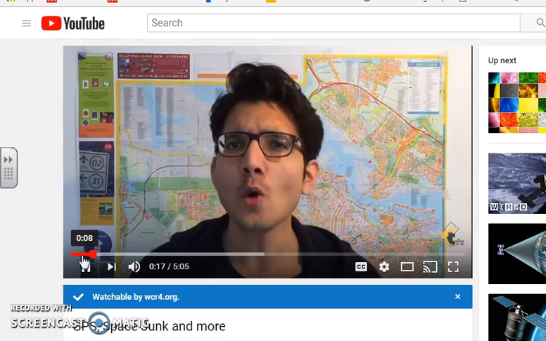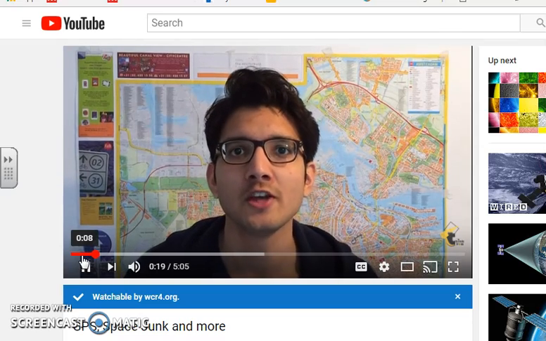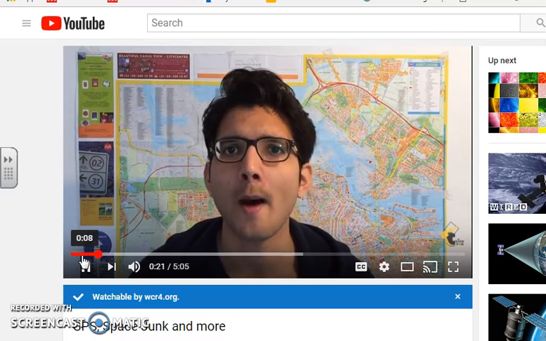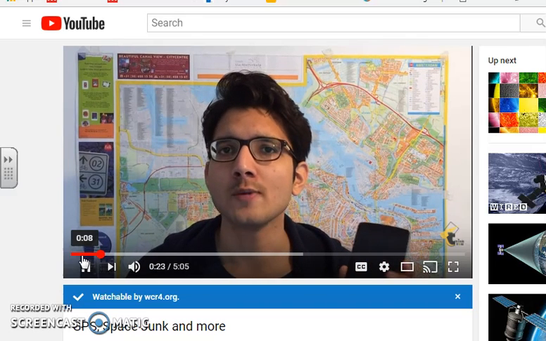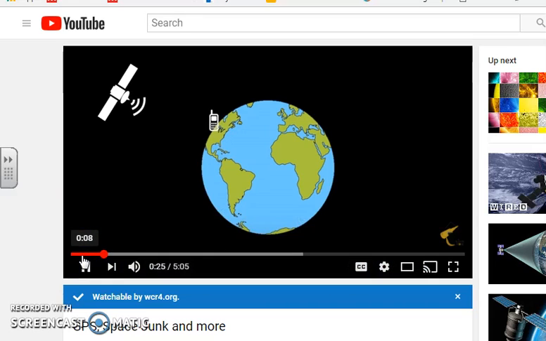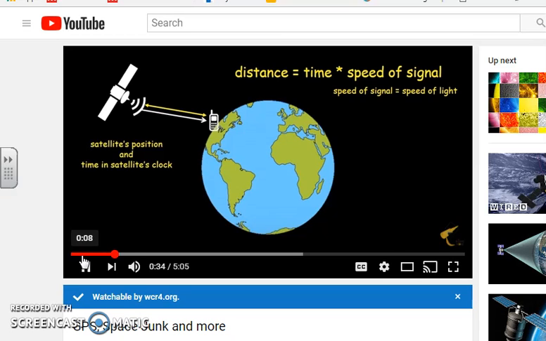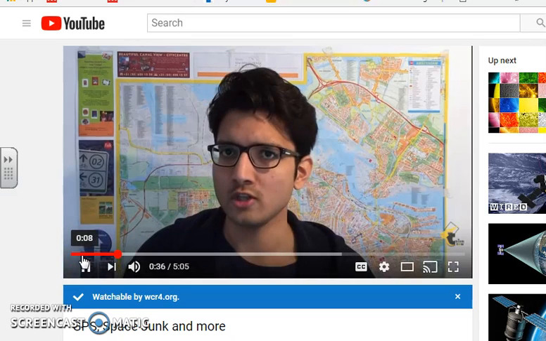Hey everyone, Global Positioning System, or GPS, uses a network of satellites that are orbiting the Earth. The moment you turn your GPS on, the receiver gets the signal from these satellites about their current time and position. The receiver then calculates its distance from the satellite based on the time taken by the signal to reach you.